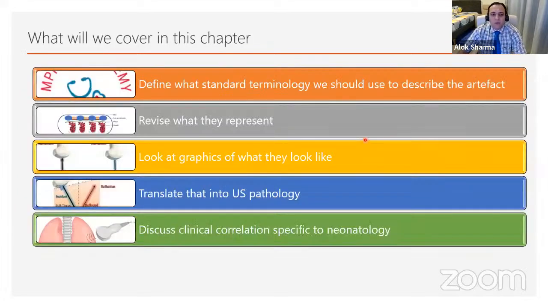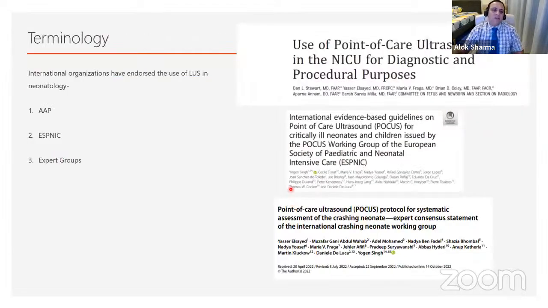Now, if we define what we are going to do now, we're going to revise artifact a little bit. But what we're really going to do is try and translate that into a standardized nomenclature that I would expect you to use going forwards, so that we can actually describe things in a standard way. And why is this important? This is very important because what we've seen is that with the use of different terminologies in lung ultrasound, there are differences in how we then interpret what we might see. And there can be quite significant inter-observer variation.